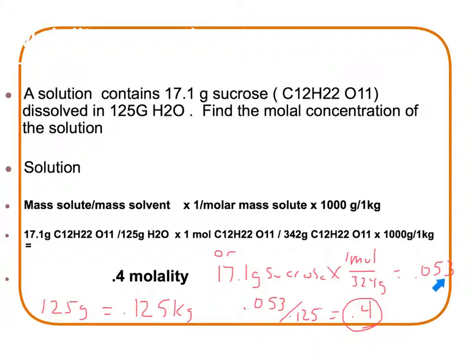Now that we have our moles of sucrose and we have our kilograms of water, we can plug this into our molality equation. So we would take 0.05 moles of sucrose divided by 0.125 kilograms of water, and we would have an answer of 0.4 molality.